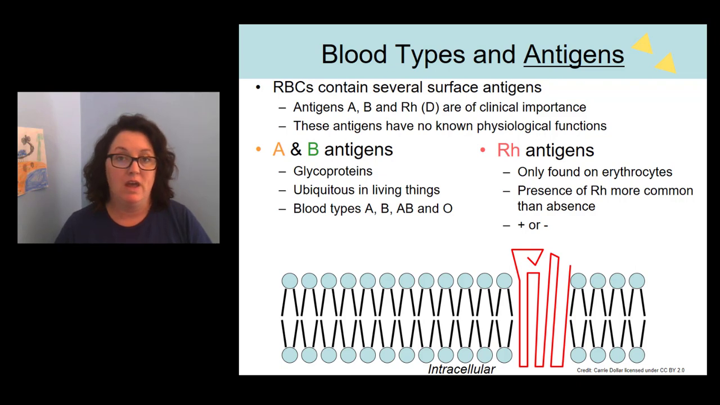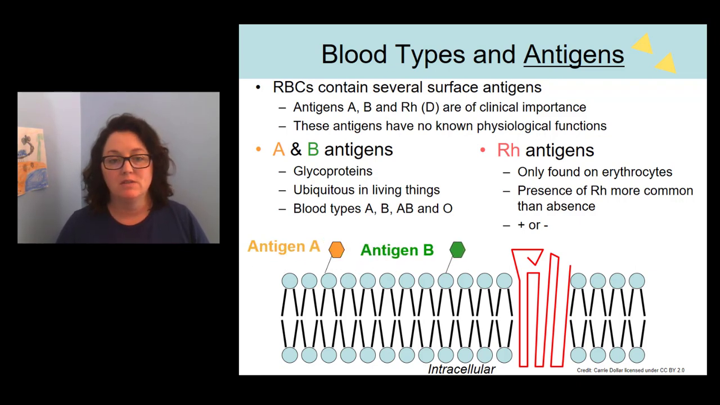So you can have A, B, and RH and function fine. And you can have none of those. You can have no A, no B, and no RH and also be completely fine. So they have no real true function in the body. But they are problematic when it comes to blood transfusions, which is why we need to talk about them. Anyways, the A and B antigens are what we call glycoproteins, which are carbohydrate protein combinations. And they are very ubiquitous in nature.